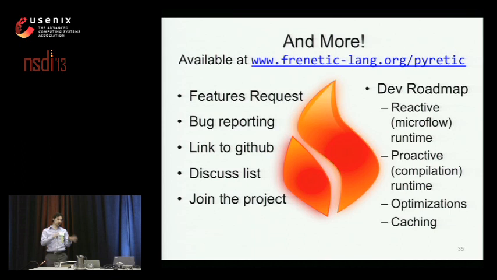So the current prototype that we have is just a simple interpreter that is used for evaluating the language. Although we've got a microflow compiler in the works that's almost ready and it'll be out later this month, and some other even neater stuff coming after that. With the microflow compiler, it should have pretty much the same performance except for on the first packet. When we move to a proactive compilation mechanism, you shouldn't see any performance difference.